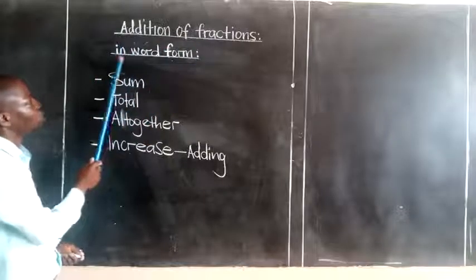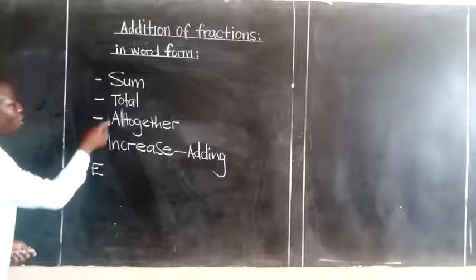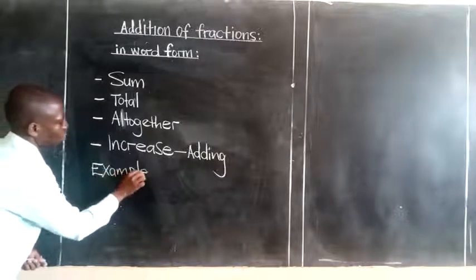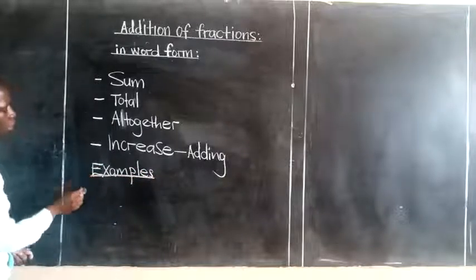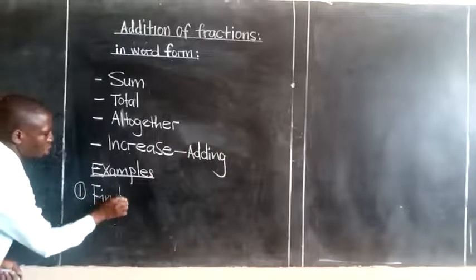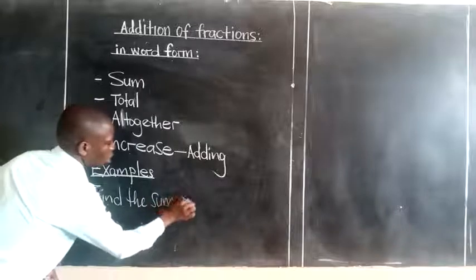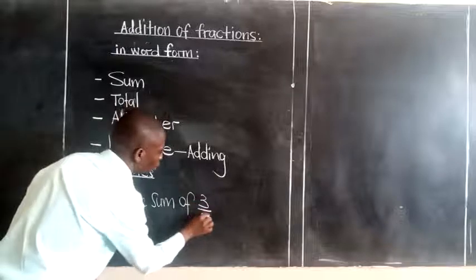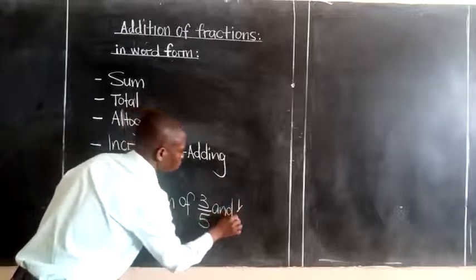So let's embark on our topic: addition of fractions in word form. So we are going to have some examples, and we are going to use these very words. Example 1. Find the sum of 3 fifths and a fifth.